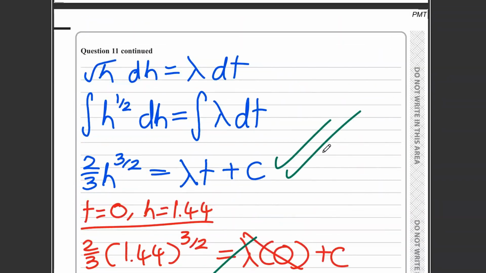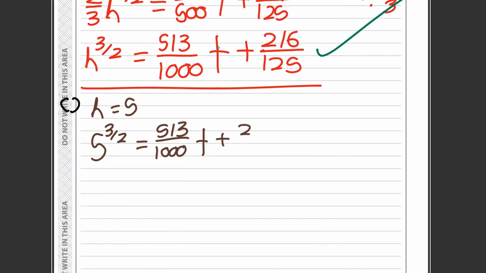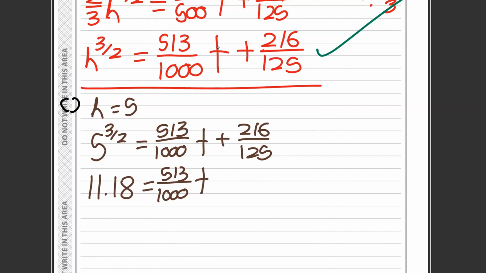And then what we're just going to do is sub in h is equal to 5 into this equation here, and then find the value of t, and this is going to be the time taken for this to happen. So if we do this, it's going to be 5 to the power of 3 over 2 is equal to 513 over 1000 t plus 216 over 125. Now 5 to the power of 3 over 2, if you put this into your calculator, is equal to 11.18, and this is 513 over 1000 t plus 216 over 125.